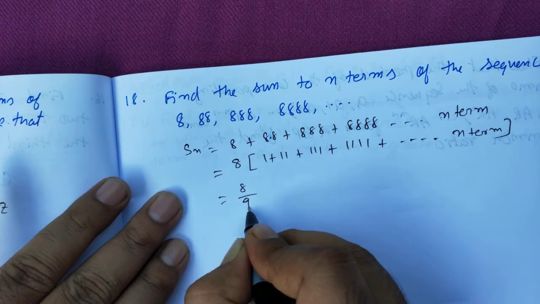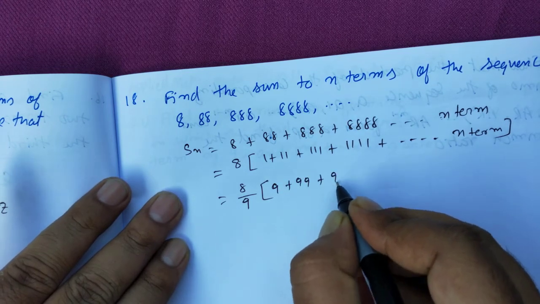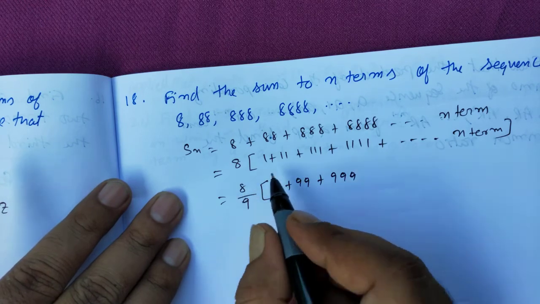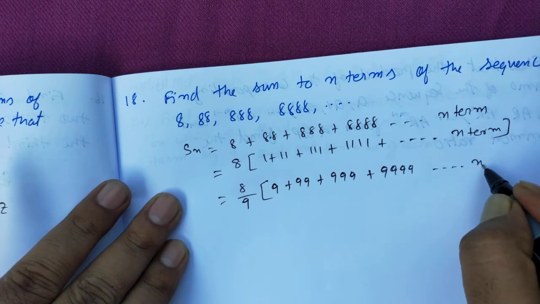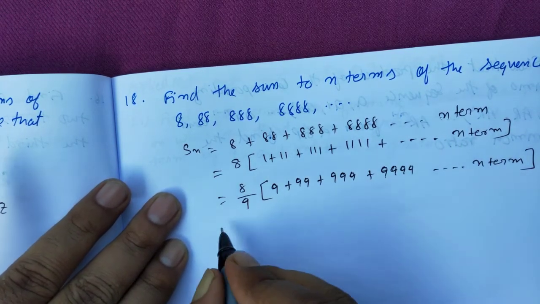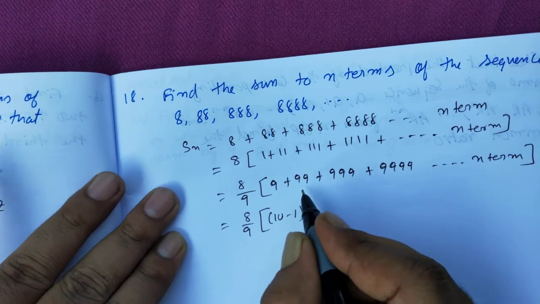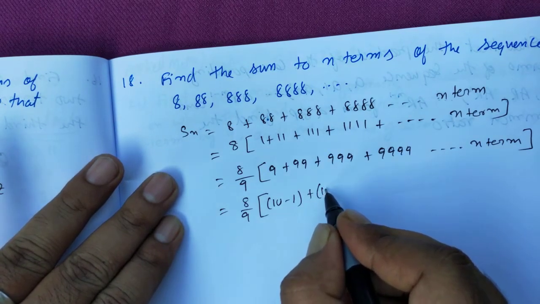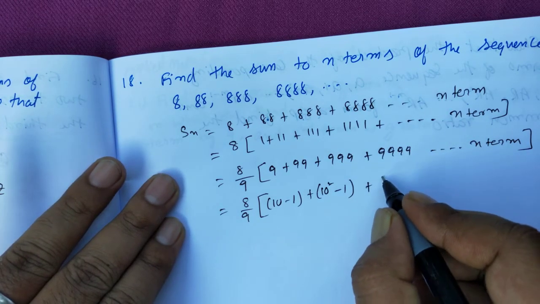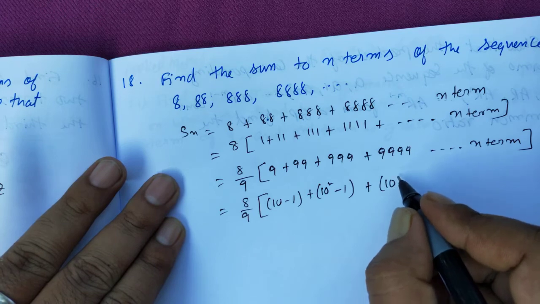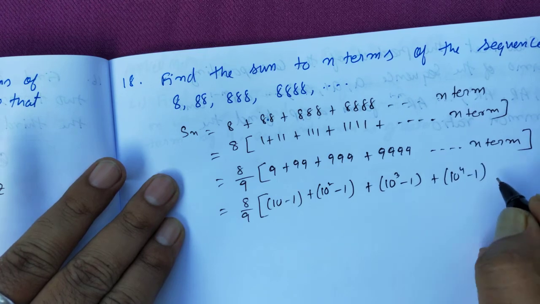So divide by 9. If you divide by 9, that means you have to multiply each by 9. It will be 9, 99, 999, till nth term. So instead of 9, we can write 10 minus 1. 99 will be 100 minus 1, that means 10 square minus 1. 100 is 10 square. And this will be 1000 minus 1, that is 10 cube minus 1. This will be 10,000 minus 1 and goes on till nth term.